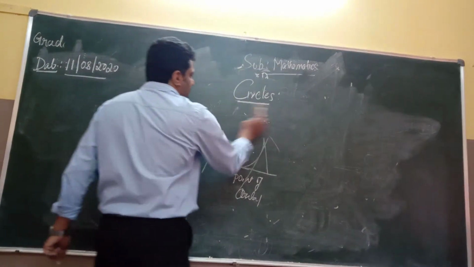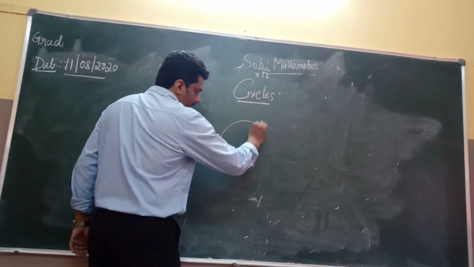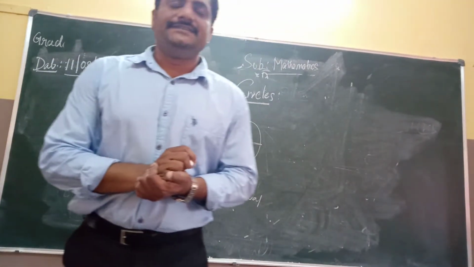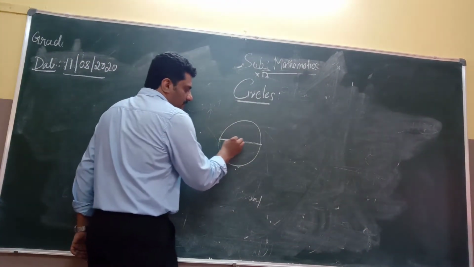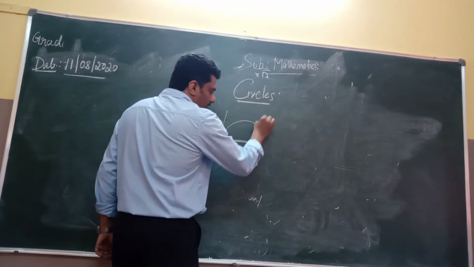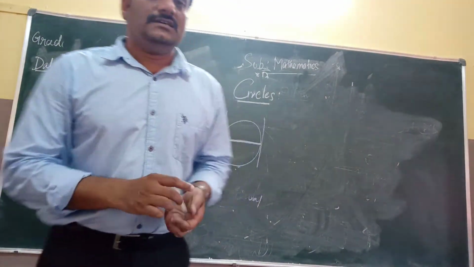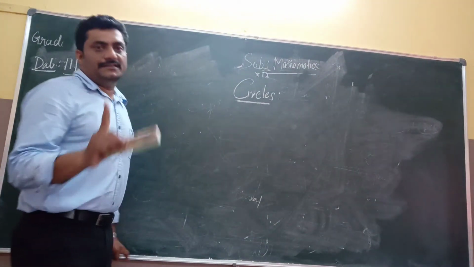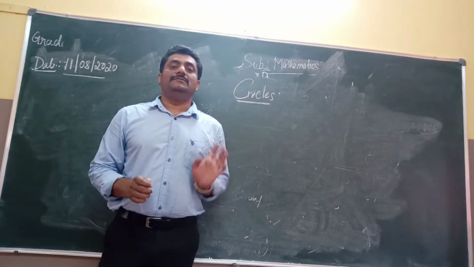Now, I have a circle and a diameter. How many tangents can I draw for this diameter? Diameter is nothing but this one. That means to this particular point I can draw one, and to this particular point I can draw one. So for a diameter I can draw two tangents. For a point on a circle, you can draw only one tangent. Remember this always. And to a circle you can draw n number of tangents.